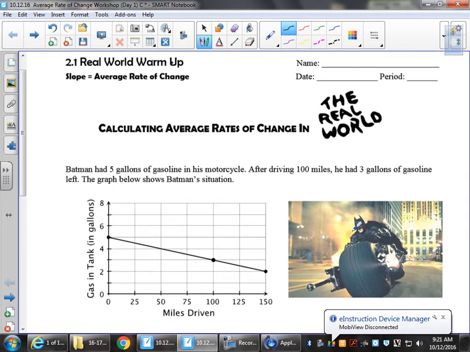So before we get into our notes, we're going to do a Batman question. Batman had 5 gallons of gas in his motorcycle. After driving 100 miles, he had 3 gallons of gas left. Do you think that's a good gas mileage? No. We'll see. The graph below shows Batman's situation.